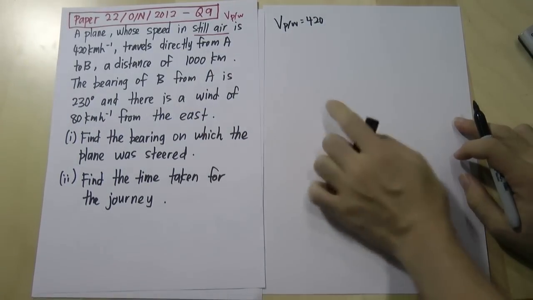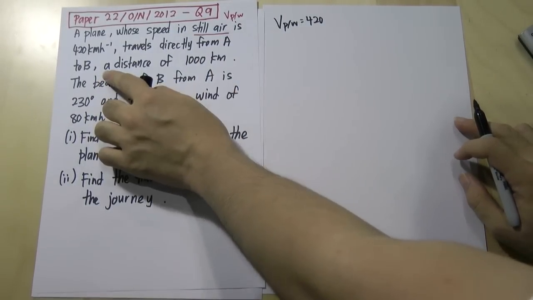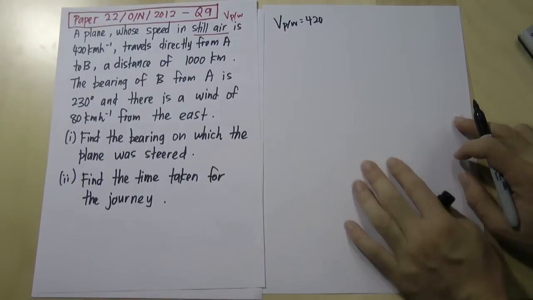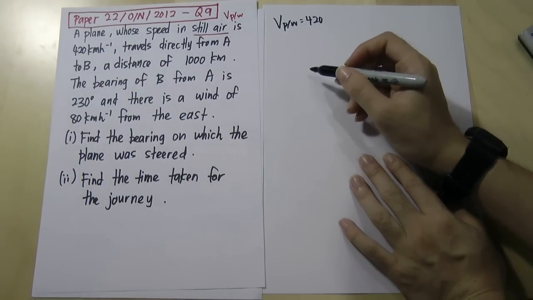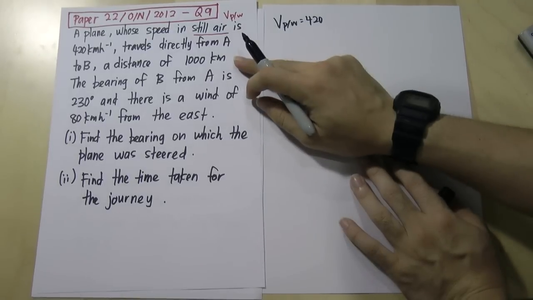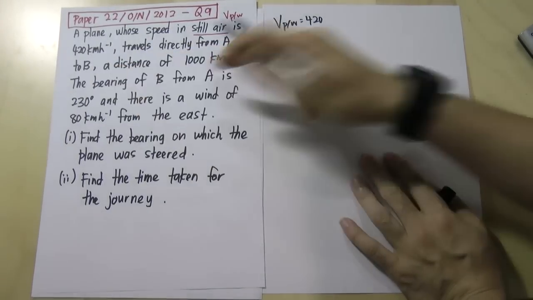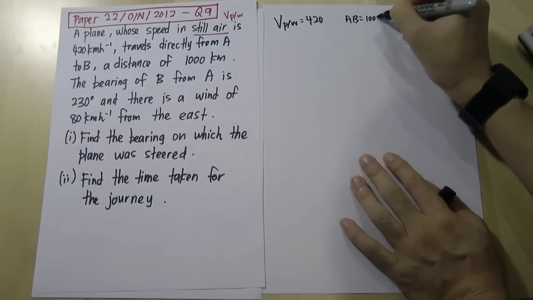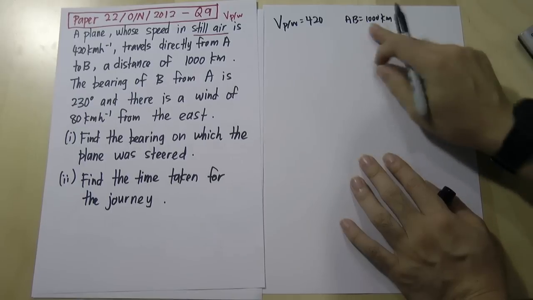Okay, travel directly from A to B, a distance of 1000 km. So basically the plane still travels from A to B, and I know the distance for AB is 1000 km. This is distance, this is not velocity.